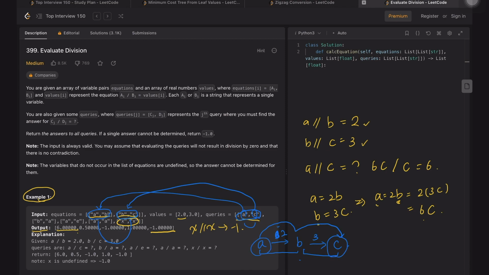For the graph, there are multiple algorithms to solve it. We can use depth first search, breadth first search, or union find. Actually, all three of them can be used to solve this problem. But since there are already lots of videos on YouTube that talk about the depth first search or breadth first search solutions, I will focus on union find in my video.